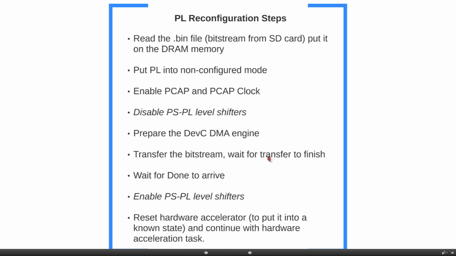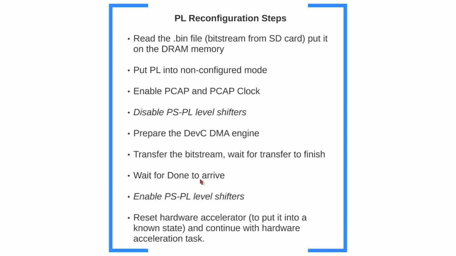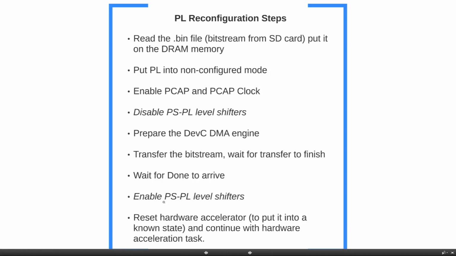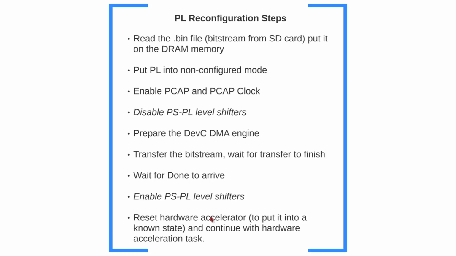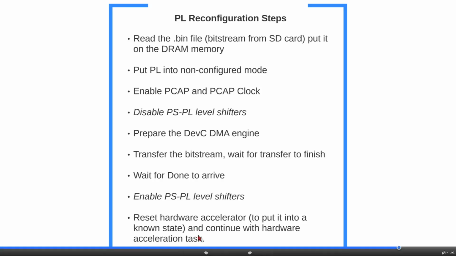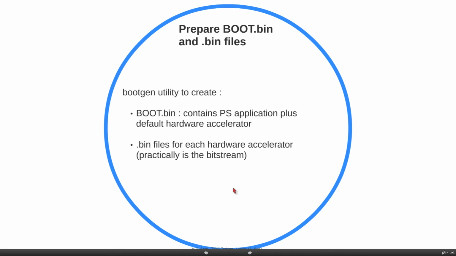Then we wait for the interrupt of this DMA engine and then for the done signal of the PL to arrive. And then we enable the level shifters. We apply any required reset if it is required. And then, in fact, we have our new PL running. So after this step, we can test the new PL. And this whole thing I have implemented in the example design and is available. So this step I described a little bit to you.